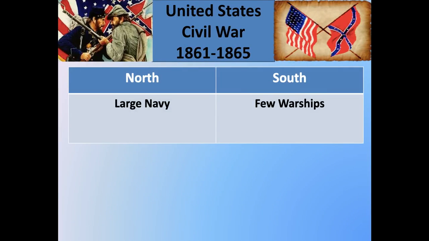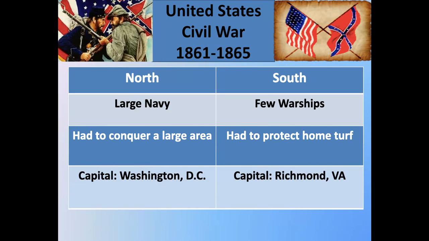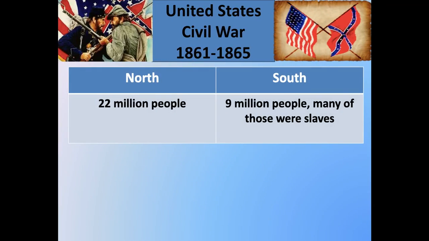The North had a large navy. The South had very few warships. We mentioned this, but the North had to conquer a large area. The South was defending its home turf. The capital cities for each: in the North, it was Washington, D.C., and in the South, it was the city of Richmond, Virginia. The North had about 22 million people, and the South had close to 9 million. But a lot of the 9 million were slaves.